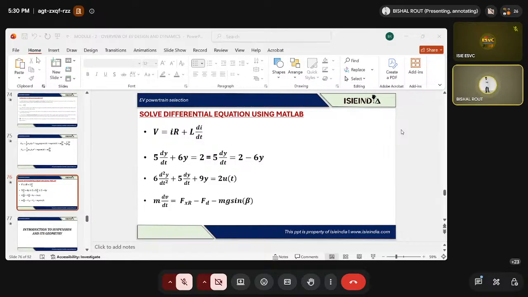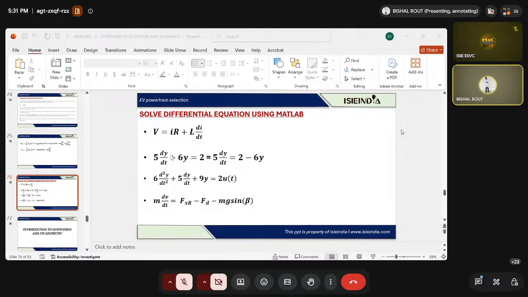Before doing that, I will have to save it somewhere. I'm using desktop, vehicle dynamics, differential equation practice. So this is a basic. You have to save it using an underscore, differential equation. Once I save it, it will take a bit of time. Then I can set the time to 10 seconds and run it. Once I run it, it will take some time and give a value to me.